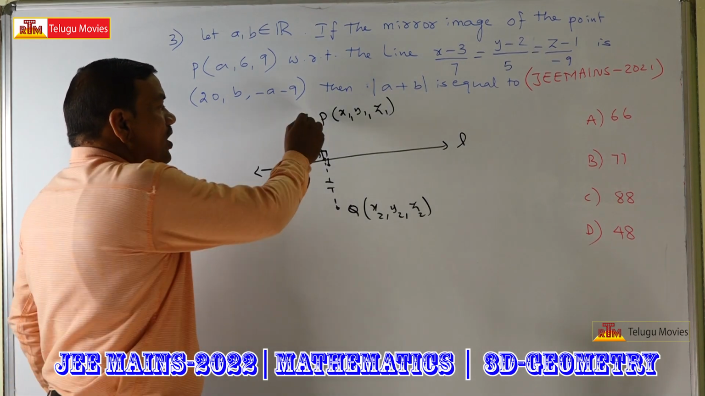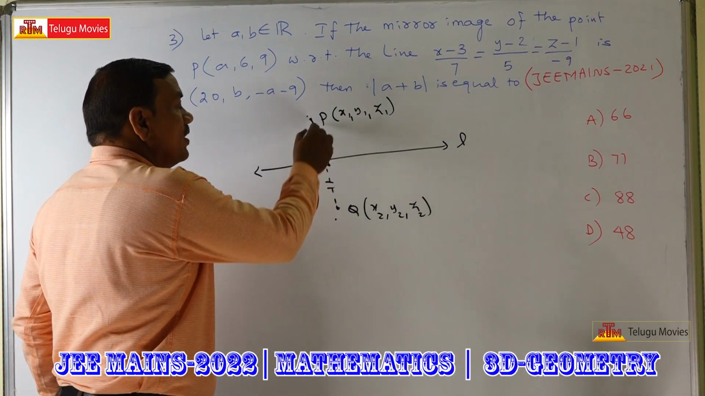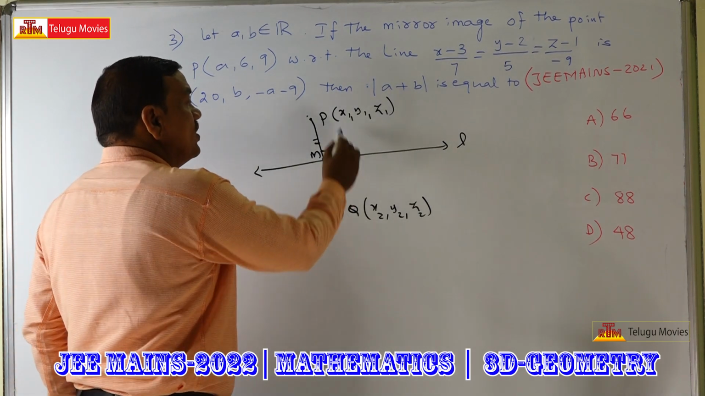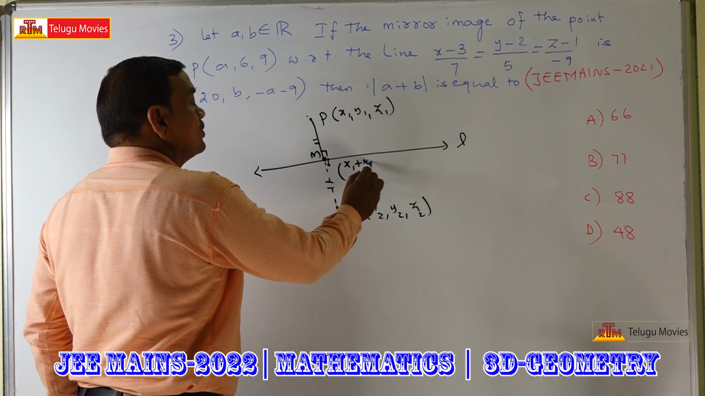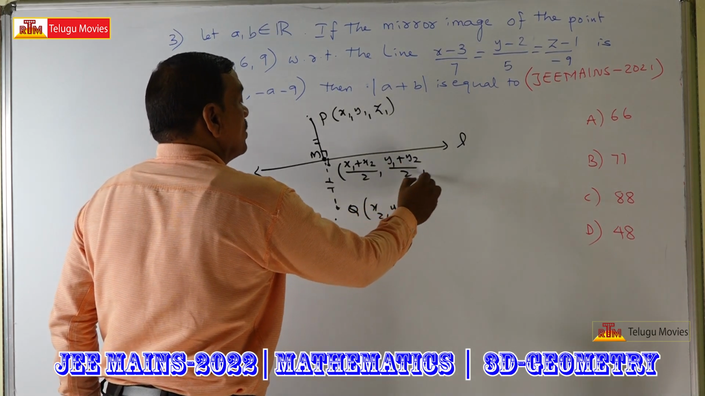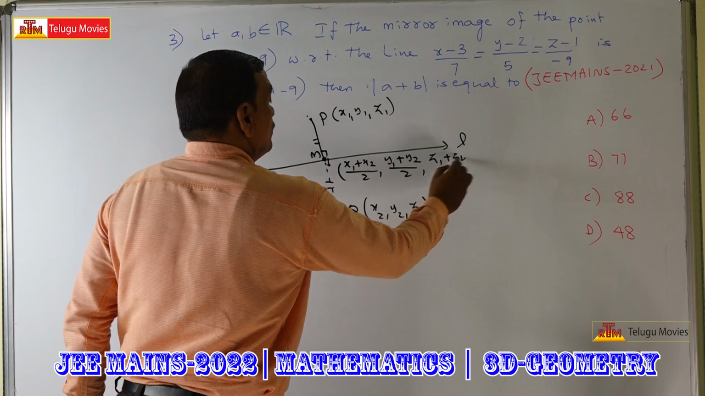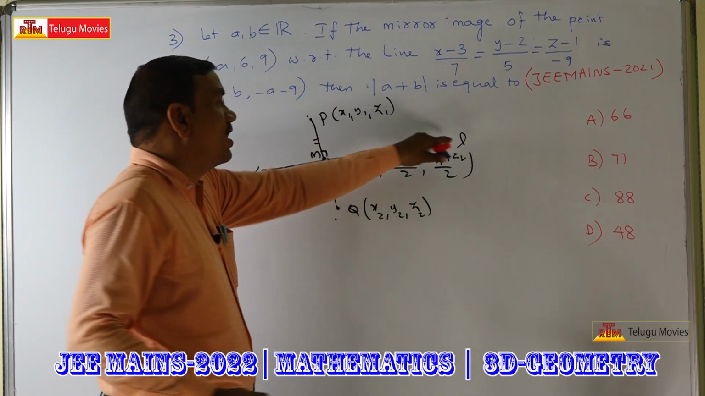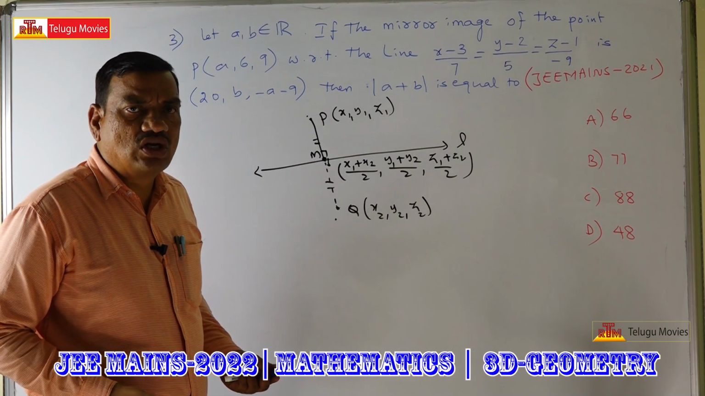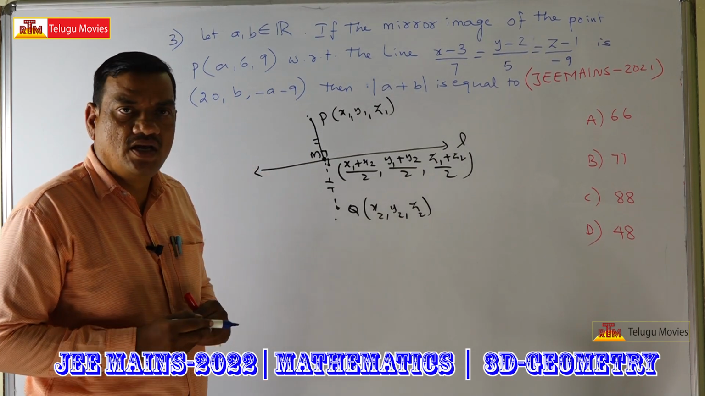Obviously, the midpoint of PQ lies on where? The line. That means what is the midpoint formula? (x1 plus x2)/2 comma (y1 plus y2)/2 comma (z1 plus z2)/2 lies on the line L. Okay, now. If you know this concept, the problem will be over.